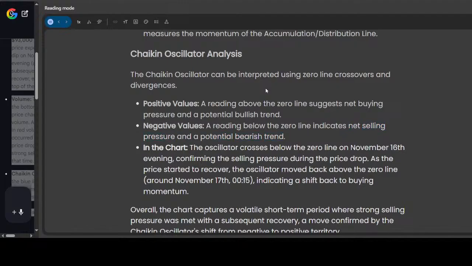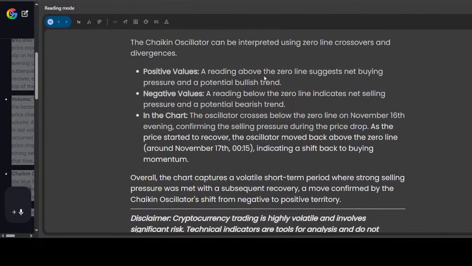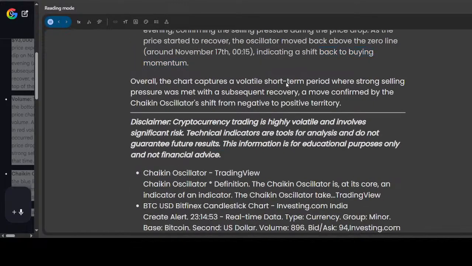In the chart, the oscillator crosses below the zero line on November 16 evening, confirming the selling pressure during the price drop. As the price started to recover, the oscillator moved back above the zero line around November 17, indicating a shift back to buying momentum. Overall, the chart captures a volatile short-term period where strong selling pressure was met with a subsequent recovery, a move confirmed by the Chaikin oscillator's shift from negative to positive territory.